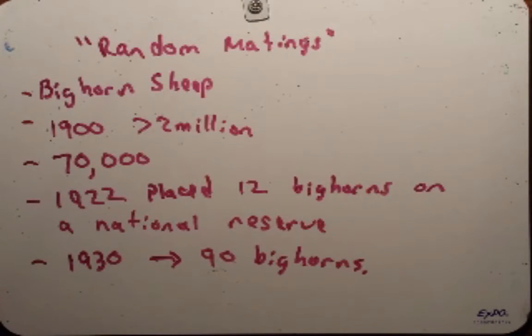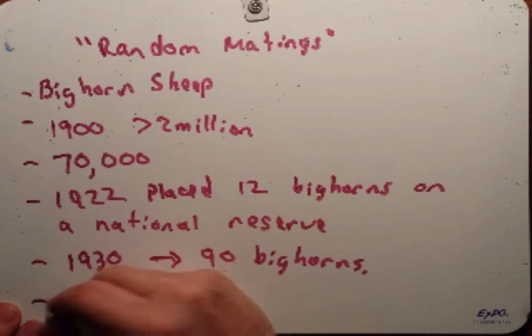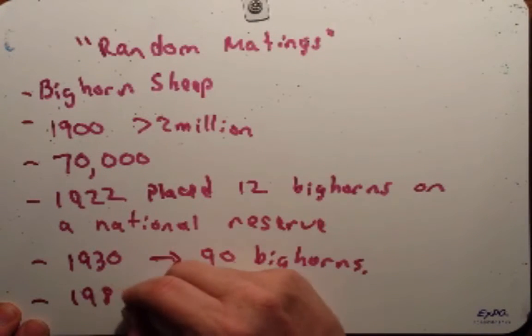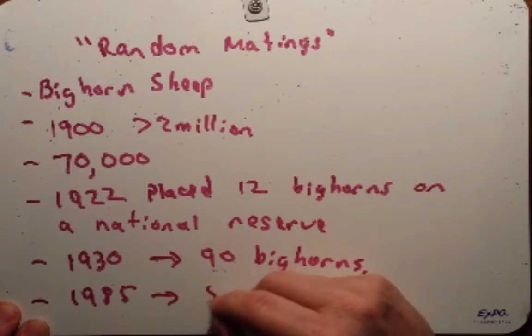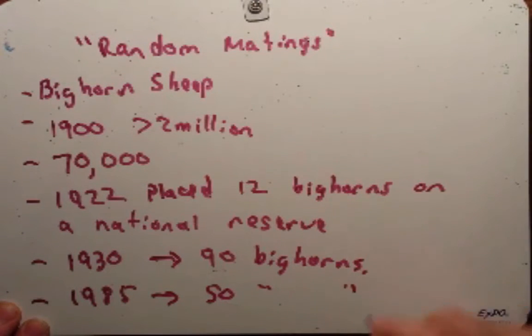Over the next 50 or so years, their numbers started to gradually climb and get more and more and more. However, they started to drop at one point. And by 1985, their numbers had dropped to 50 bighorn sheep.